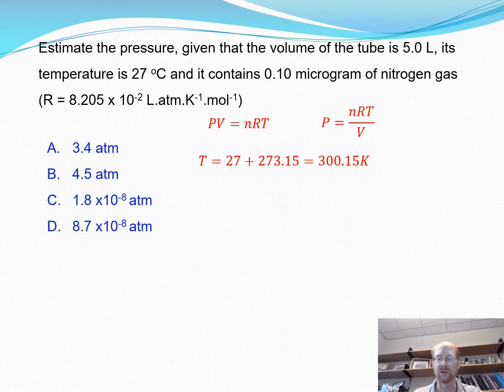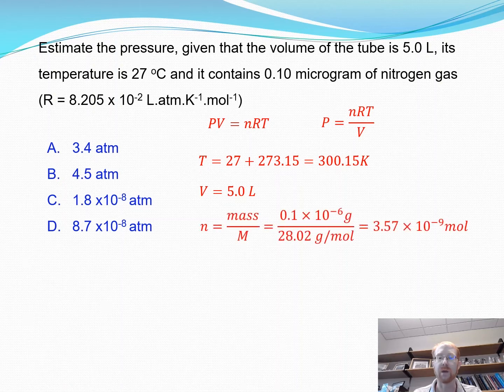27 degrees Celsius plus 273 gives me 300.15 degrees Kelvin. Volume is in liters, so I can leave that as 5.0. Don't have to do anything with that. And I have to do some conversions there, because I was given a mass value for nitrogen. And first off, it's in terms of micrograms, so I have to go from micrograms to grams, and then grams to moles. So our number of moles is simply our mass divided by the molar mass.